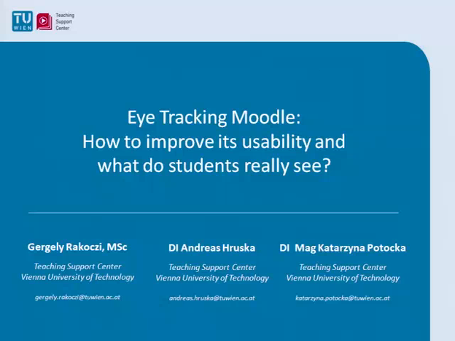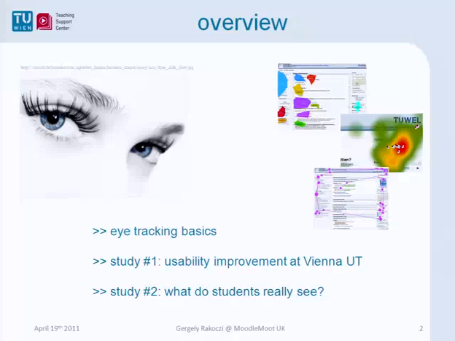We have around 20,000 students at Vienna University of Technology, and now we are presenting our usability improvements and what we have done to make our Moodle installation better. What I'm going to talk about today is we have conducted an eye-tracking study, or actually two of them, and I'm going to present some basics. I'm not sure if all of you have an idea about eye-tracking and what this technology and methodology is about. And afterwards, two studies.